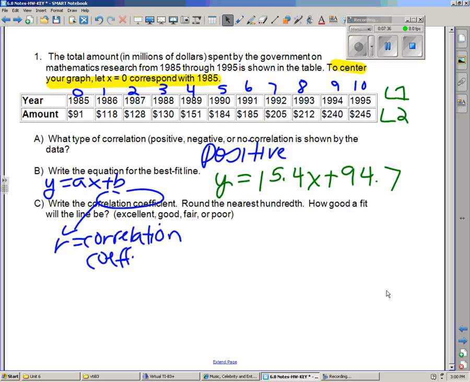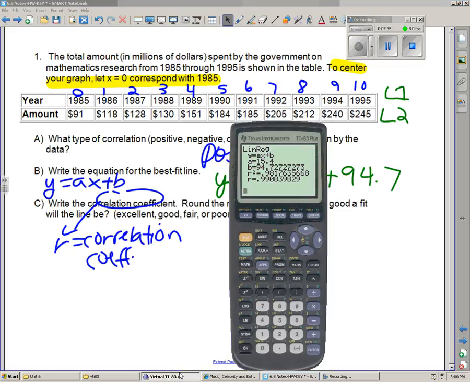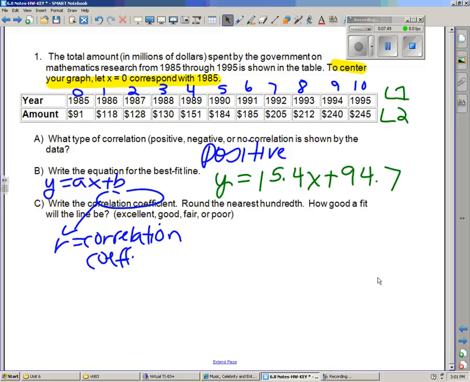When it asks you to write the correlation coefficient, if we go back to the correlation, we know the r factor is 0.99. Almost always you're going to round correlation to the nearest hundredth, to 2 decimal places. So we've got the correlation coefficient to be 0.99. Well, think about this decimal in terms of a percent, and think about it being a test grade. So if 0.99 is 99%, what would you consider a test grade that was 99%? Excellent, good, fair, or poor? And hopefully the answer is going to be excellent.